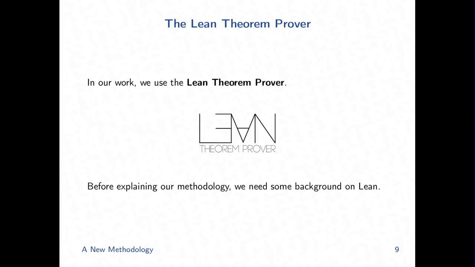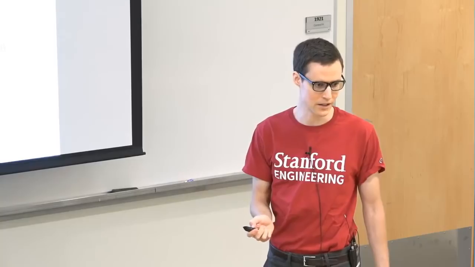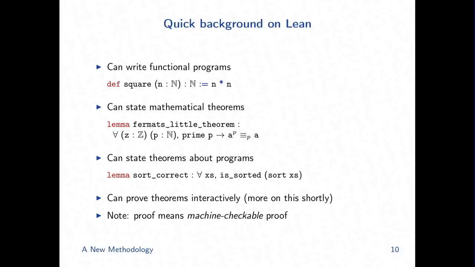So in our work, we use the Lean theorem prover, which is developed right here by Leonardo de Moura. And before explaining the methodology, we need some background on Lean. This might be familiar to many of you. I'm not sure. So first, basically, it's a functional programming language. You can write functional programs. So here's a function square, which takes a number and returns its square.